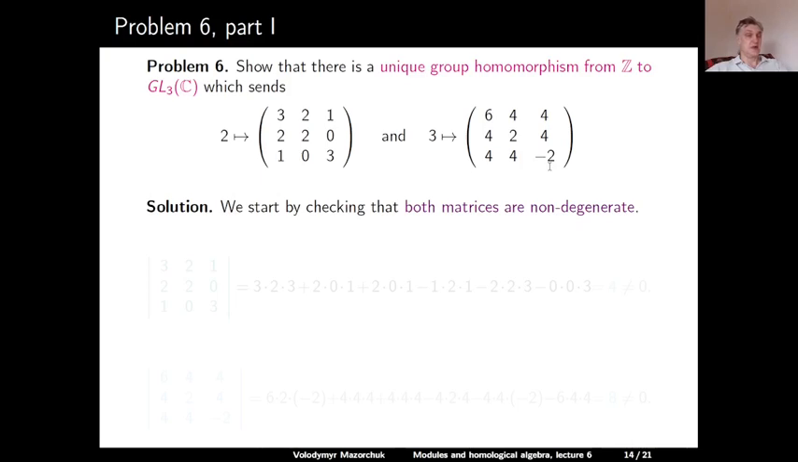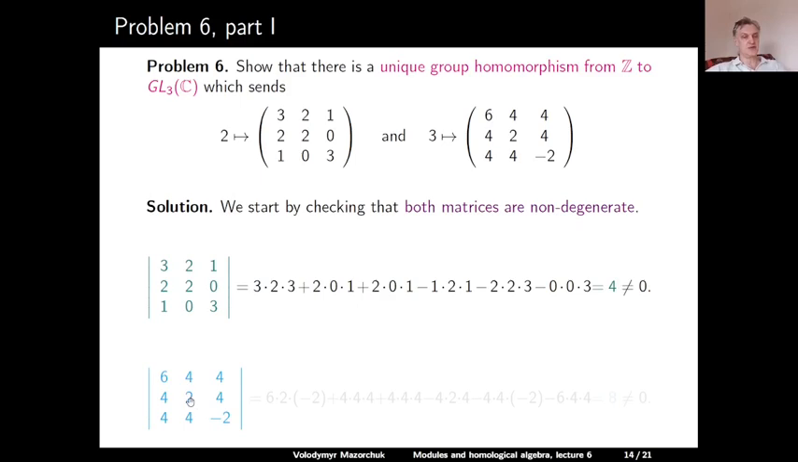Let's start by checking that these two matrices are actually non-degenerate, so the formulation of the problem is well defined. For this, we need to compute the determinants. The determinant of the first matrix is the following expression. So we have 3 times 2 times 3, plus 2 times 0 times 1, plus 2 times 0 times 1, minus 1 times 2 times 1, minus 2 times 2 times 3, minus 0 times 0 times 3. And this can be computed as 4, which is non-zero. So the first matrix is non-degenerate.